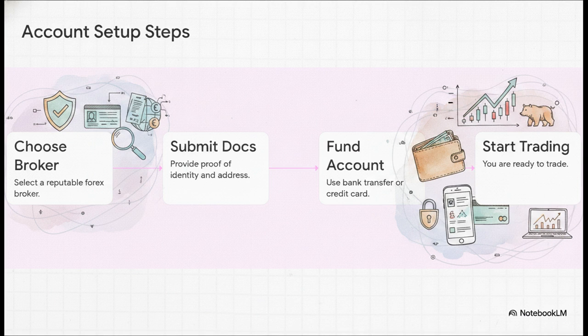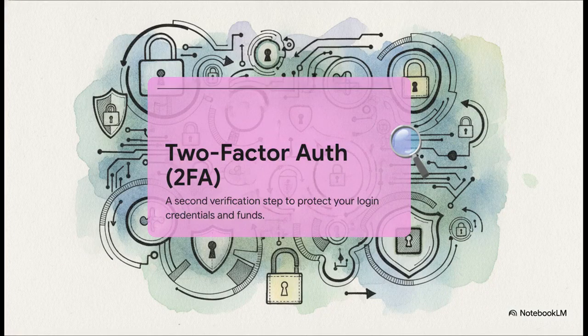Step 1 is simply to choose a reputable Forex broker. Step 2 is compliance. You just gather and digitally submit required documents, primarily proof of your identity and your address. It's a standard, essential requirement to prevent fraud. Once the broker verifies those documents, which often happens within hours, you move to Step 3, funding your account using instant methods like bank transfers or credit cards. And finally, Step 4, you're ready to trade. It's 4 clear, digital steps to get you right off the sidelines and directly into the market, completely removing the old intimidation factor.